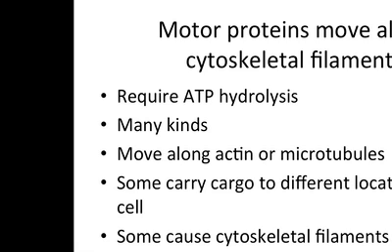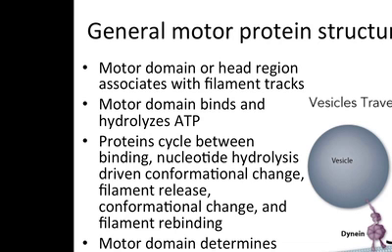Some carry cargo to different locations in the cell, and some cause cytoskeletal filaments to slide against each other, such as in muscle contraction, ciliary beating, and cell division. So here's your general idea of motor proteins. This picture is showing vesicles traveling along this cellular highway. So here's your microtubule, and only dynein and kinesin walk on microtubules. Myosin does not. Am I right? You guys believe me?